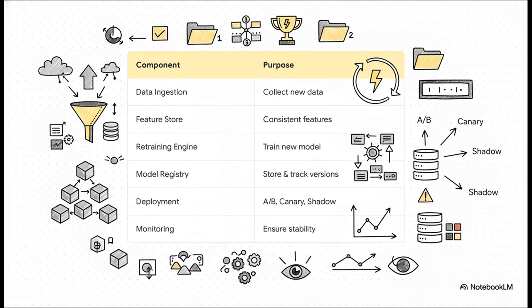So this table kind of pulls all the core components together neatly. You've got data ingestion, a feature store to make sure everything's consistent, the retraining engine itself, a model registry to keep track of all the versions, a safe deployment strategy, and of course, ongoing monitoring. Each and every piece plays a vital role.